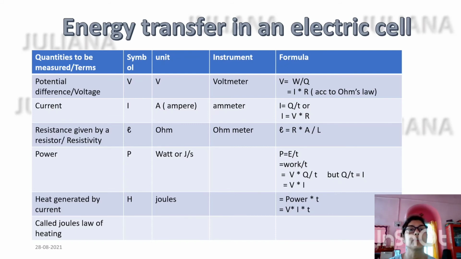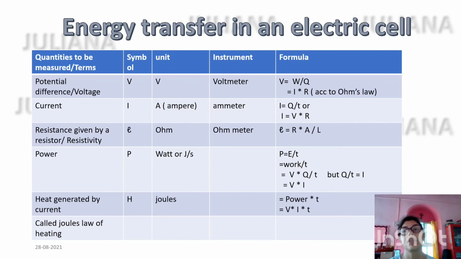The unit for potential difference is volt, V. Current is measured in ampere, A. Resistance or resistivity is measured in ohm. Power is measured in watt or joules per second. The unit for heat generated is joules. Then voltmeter is the instrument to measure potential difference, ammeter to measure current, and ohm meter to measure resistance offered.